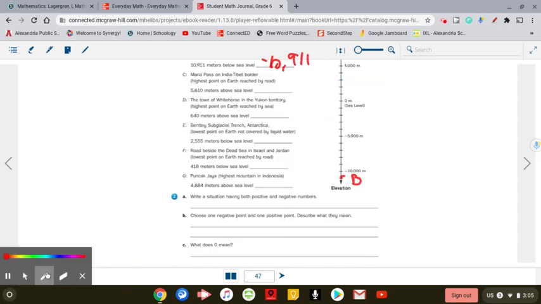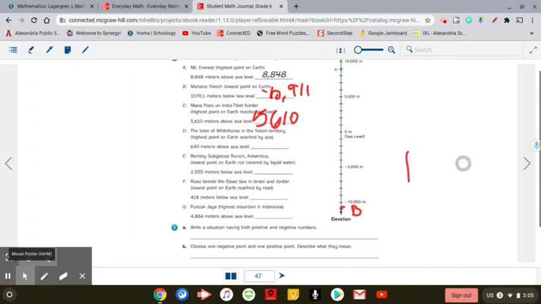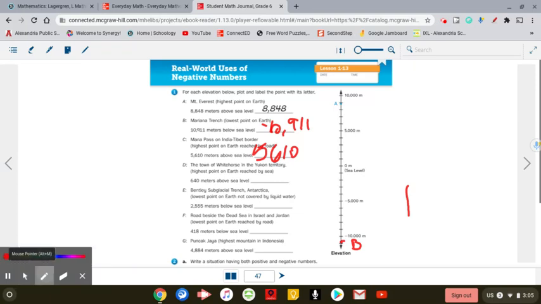Then we can move to C, where it's above sea level. So this would be 5,610. And we can graph that. If I pull her down here, these are counting by thousands. So it's kind of in there. I can label that C. 640 above, so that would be somewhere in there, D. And if you want to pause this and do the rest on your own and then check your answers, I'm going to go through the rest of them.